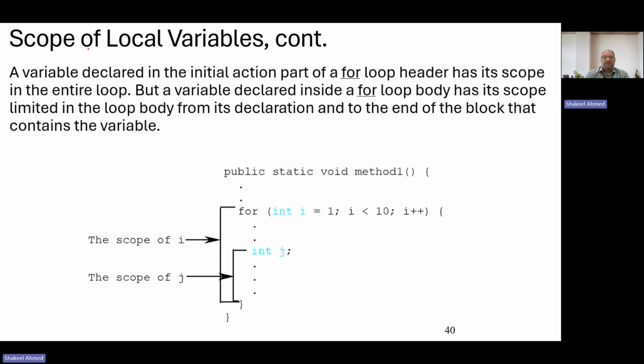So the example is given here. A variable declared in the initial action part of a for loop header has its scope in the entire loop. But for a variable declared inside a for loop, if you are declaring anything inside a loop, it will be within that. If you are declaring anything outside the loop, it is applicable for all. So say, for example, i = 1, i < 10, i++. This is applicable from the starting to the ending. And if you are using a variable j and you have a particular block within that, it will be applicable only for that one. But if not, it is applicable from here until the end of whatever program you are looking at.